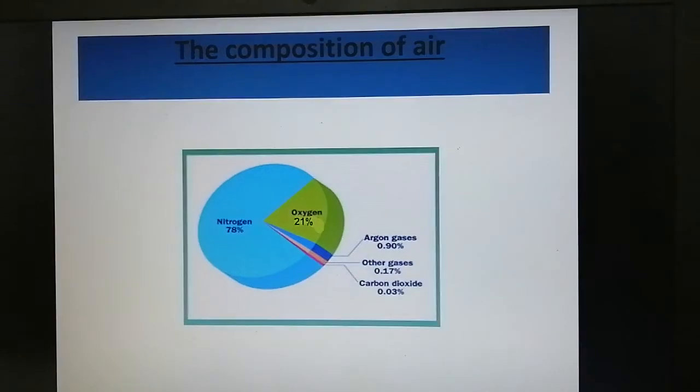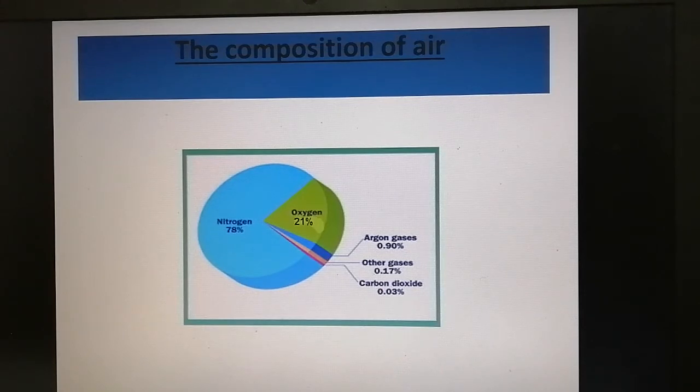Now we will see the pie chart for the composition of air. When you see the pie chart, the blue part represents 78% nitrogen and the green part represents 21% oxygen.